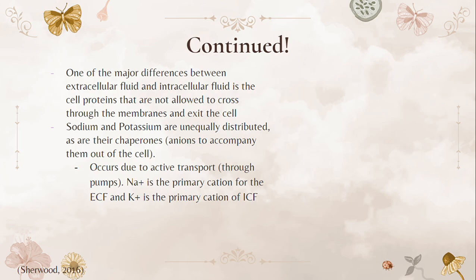Sodium is typically going to be the primary cation for the extracellular fluid, while potassium is the primary cation for intracellular fluid. Remember, the cations are just positively charged ions. I like to think of it as cats are positive because they kill mice, and I don't like mice. And anions are negative because, well, ants are never a good sign.